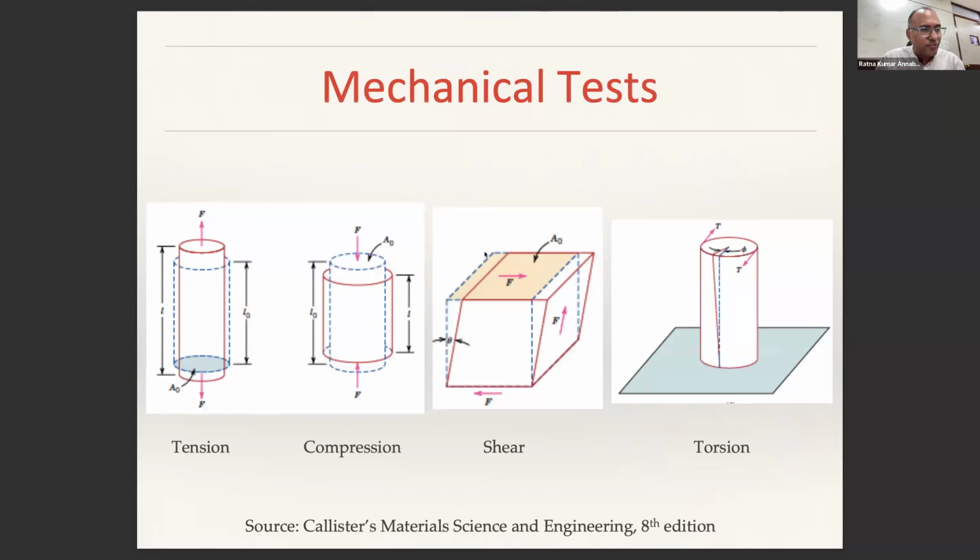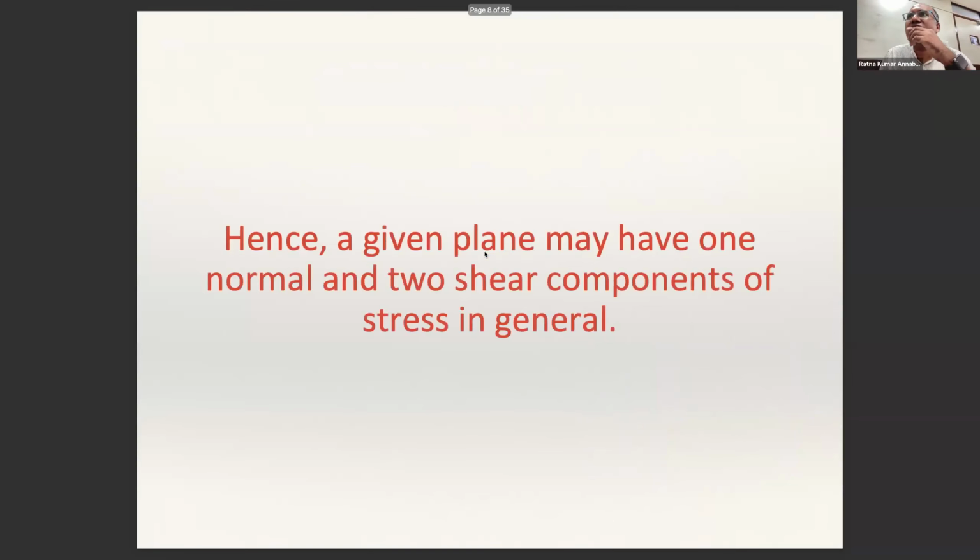So now we have defined what is the normal strain, the normal stress, shear stress, engineering strain. But of course, we have not defined what is engineering stress, right? What is engineering stress? Did we define engineering stress or not?